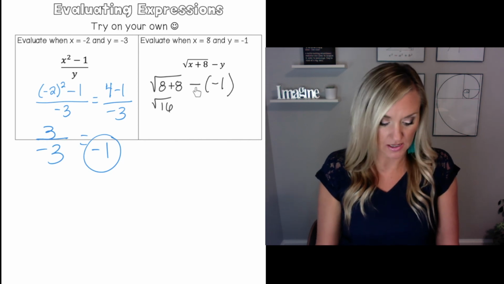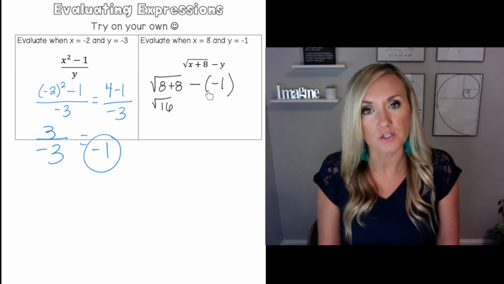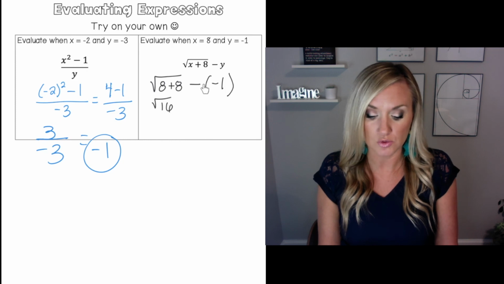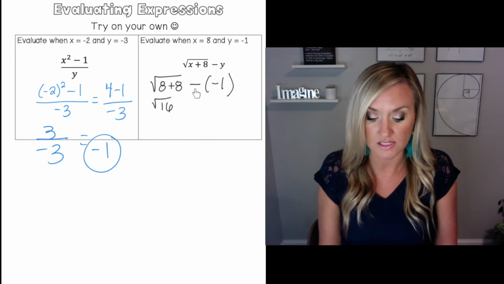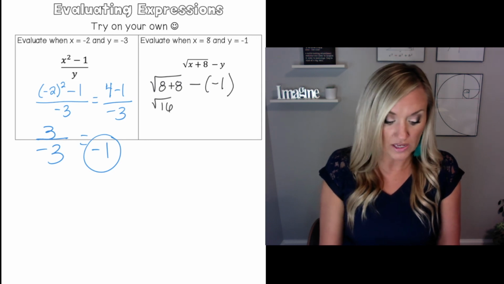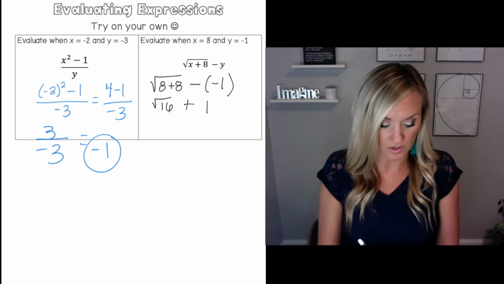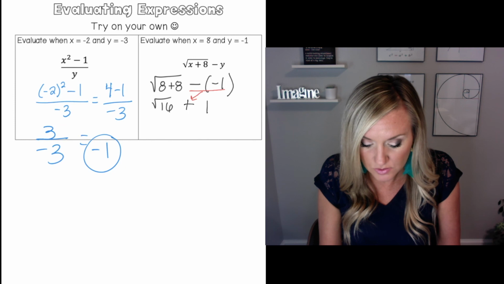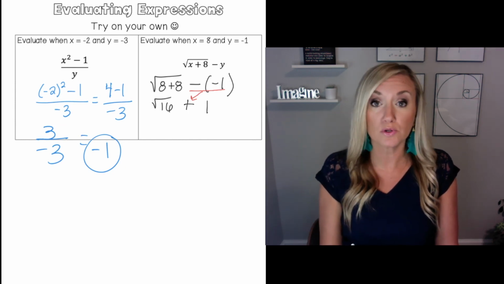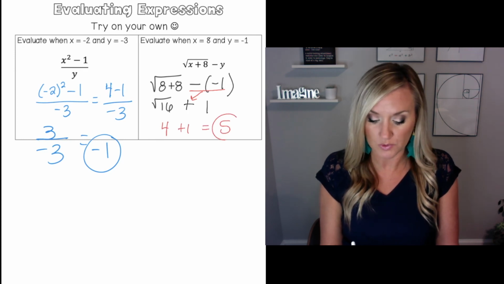Now, do you see how there are 2 negatives? Those 2 are multiplying each other. A negative times a negative. If there is no number between 2 negatives, if there's nothing there or a parenthesis, it is understood that they are multiplying. So this is a negative times a negative, which is a positive. And then I'm going to bring down the 1. I'm going to highlight that so you can see that those 2 negatives made a positive. Now, the square root of 16 is 4. And 4 plus 1 equals 5.